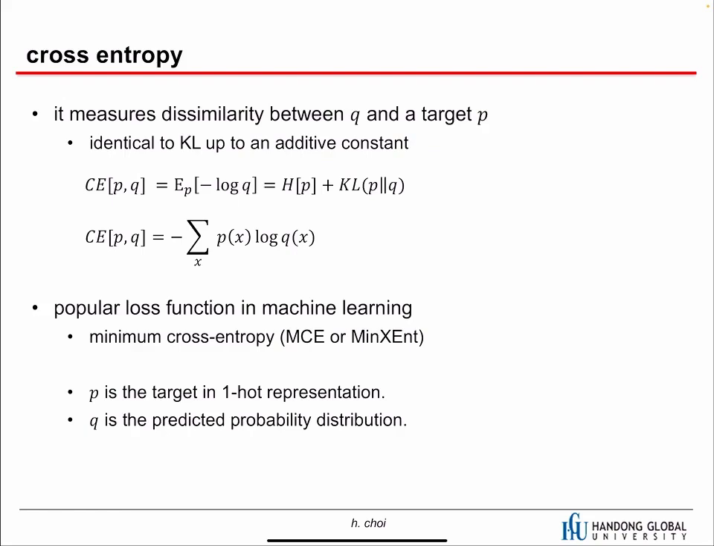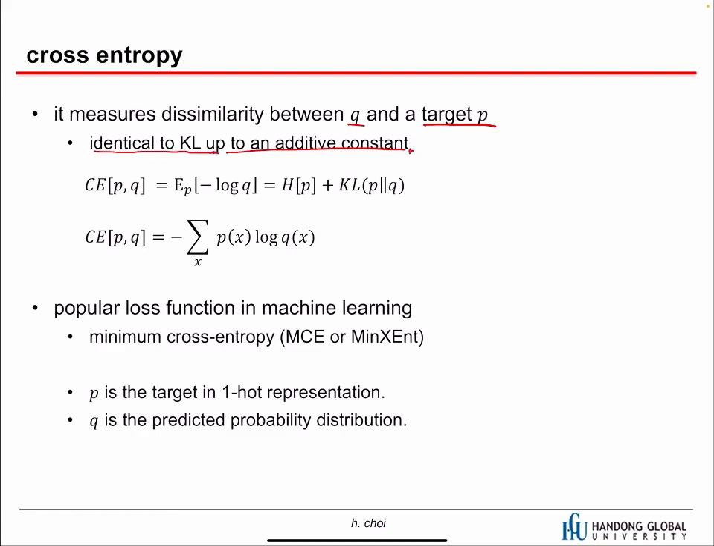And now we're going to talk about cross entropy, which is quite important in classification or in supervised learning in general. It measures the similarity between Q and a target P. Again, this one is about supervised learning, which means we have a label, which is a target P. And Q is actually the estimated distribution from a neural network or from other machine learning models. And this cross entropy is identical to KL divergence up to an additive constant.